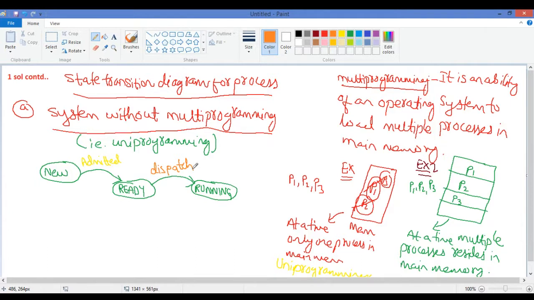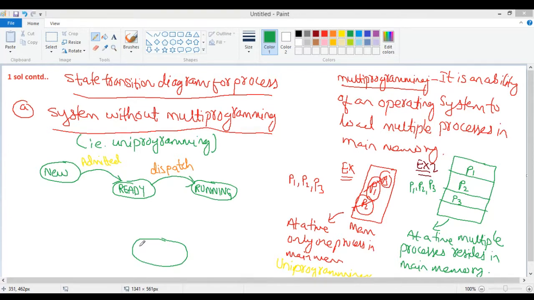Now suppose the program is asking for some input from the user. Okay, give me two numbers or enter the name of the file, something. So it means while running, if a process is asking for some IO or some input, then it will go to another state, the third state. It is called waiting. Okay, so you will have a third state called waiting.